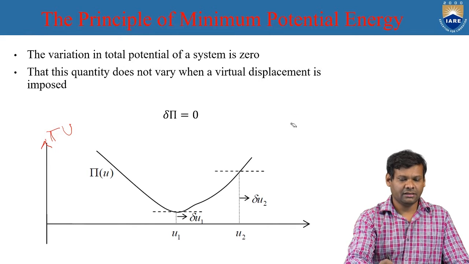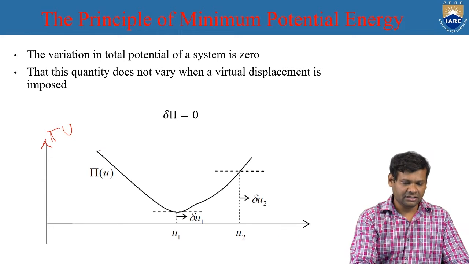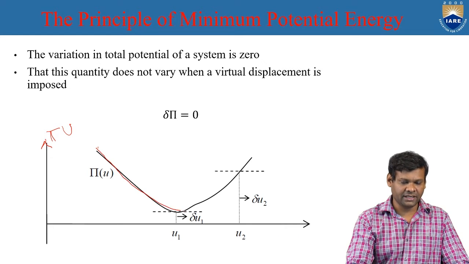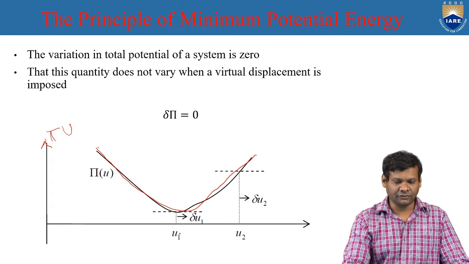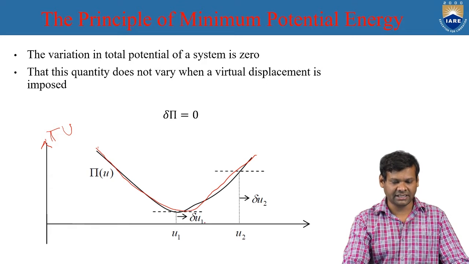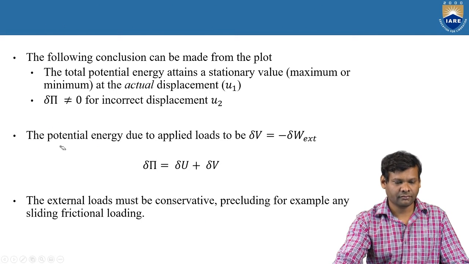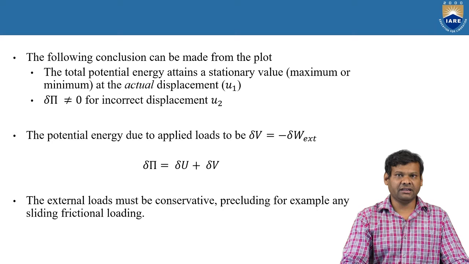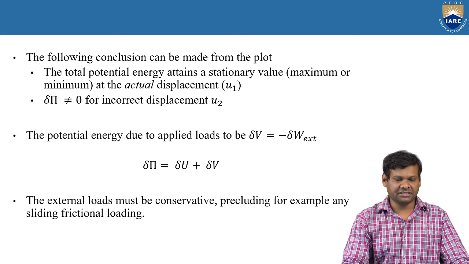When we draw the potential on the y-axis and the displacements on the u-axis, the graph tends to be either at a local minima or a local maxima. Let us say u1 is the displacement at the minimum point and u2 is the displacement at some other point, and delta u2 and delta u1 are the virtual displacements of the system. What we can conclude from this plot is that the total potential energy attains a stationary value at the actual displacement u.